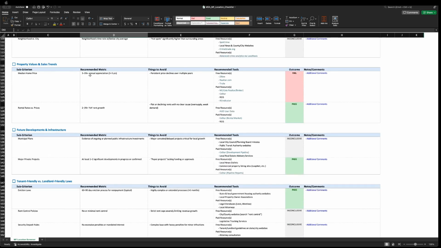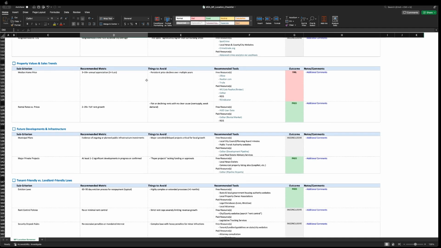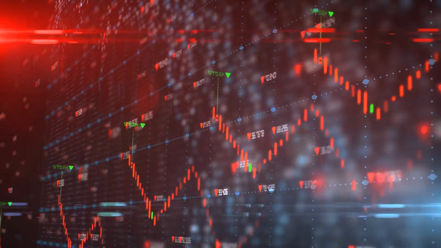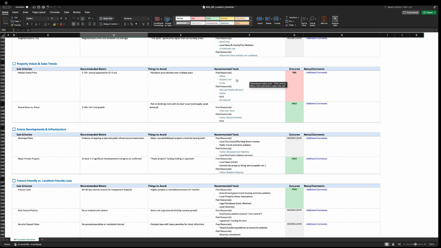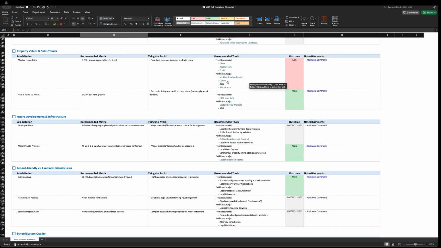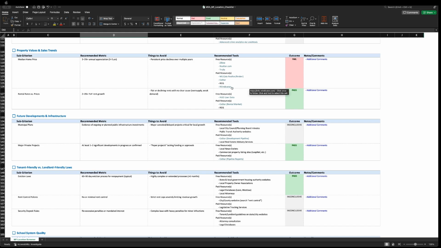Property values: you want to look for areas where there's at least 3 to 5% annual appreciation in median home prices. Red flags to pay attention to: persistent price declines over multiple years. And you can get a lot of this information from Zillow, Realtor.com, or Truly. These are all free resources. Paid resource: MLS, CoStar. Talk to your broker or RI indicator.